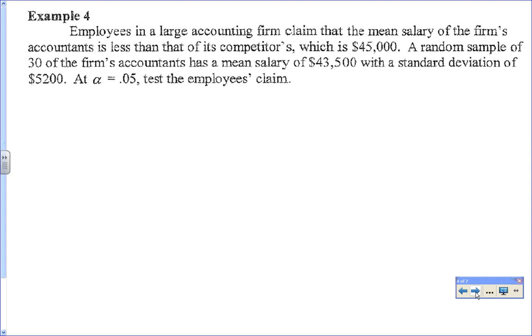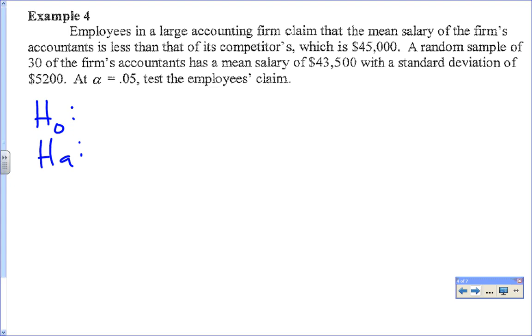Well, if we're going to test this thing, we've got 30, right? So we're good. We can do that. All right, so what we're going to have to do is set up a null and an alternate. A lot of times I read it first and say, okay, the mean salary is less than that of its competitors. I always read the claim first and figure out where to put that.